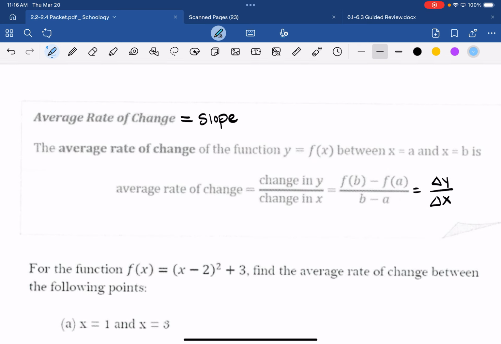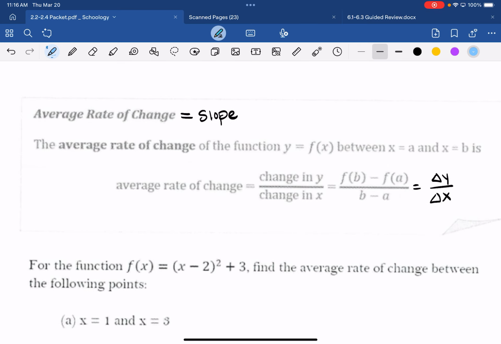Let's look over on the next page. We're going to talk about average rate of change, which we've heard that language before. Average rate of change is always talking about slope, okay? We've seen it in these fractions before. We've talked about change in y, change in x. But really, it's just taking the difference in my y values over the difference in my x values.